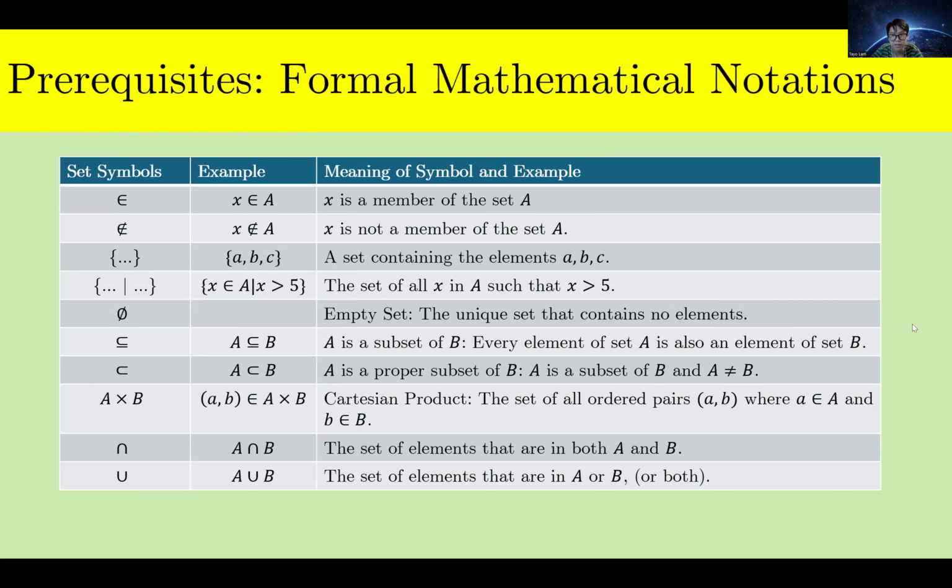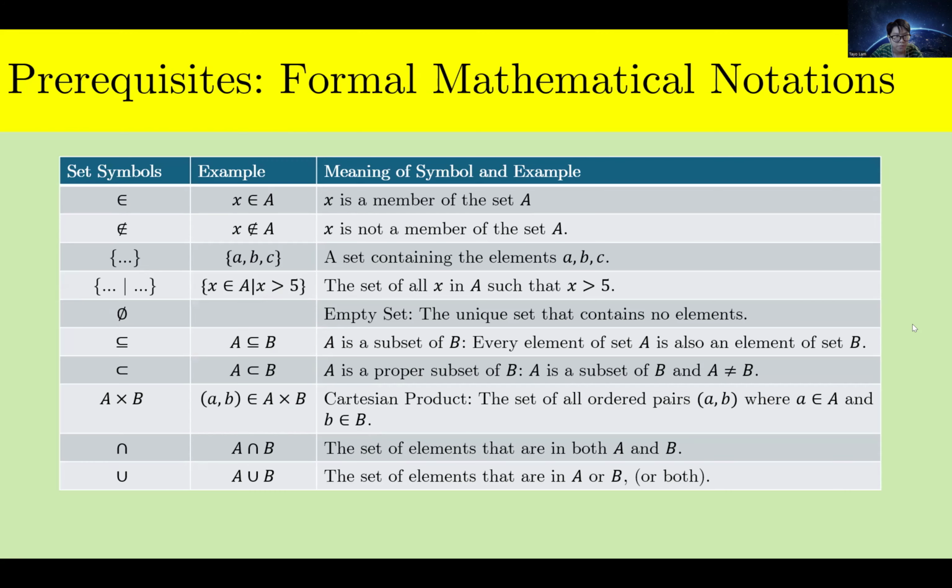You may either list out all of the set elements, like in the first one, the set of a, b, c, which is the set containing all the elements a, b, c. Or you may set a restriction on the set by drawing a vertical line. This notation means the set of all x in A such that x is larger than 5, okay? There's also a unique set that contains no element. It's called the empty set, and it's like a zero with a stroke, okay?